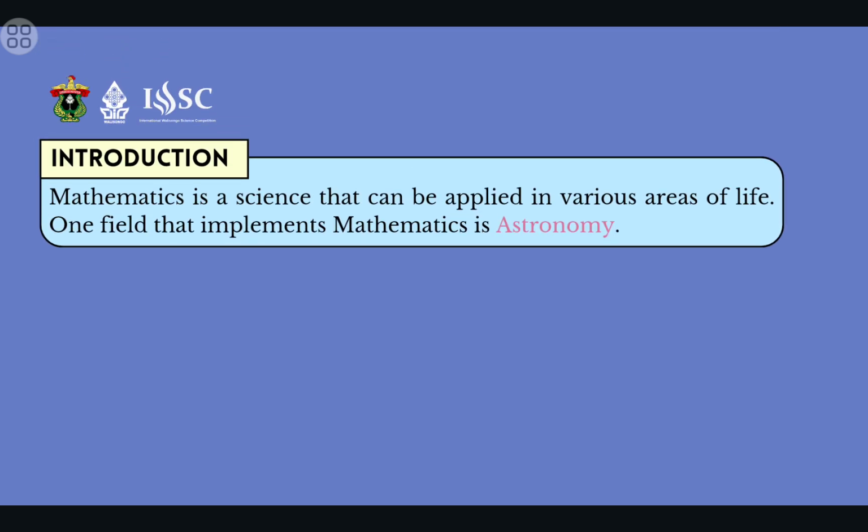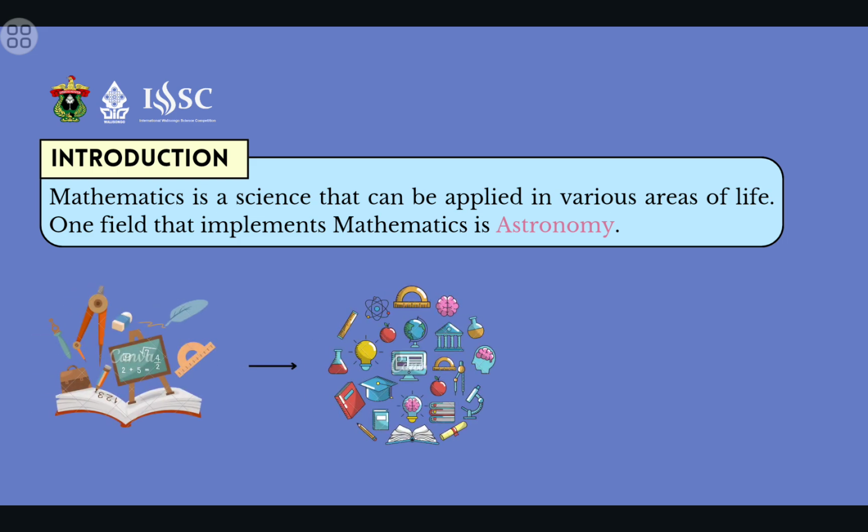It cannot be denied that mathematics is a world language. Mathematics is a science that can be applied in various areas of life, and one field that implements mathematics is astronomy. Astronomy is a field that studies objects and phenomena that occur outside the Earth's atmosphere. There are many branches of astronomy such as astrophysics and cosmology, but the branch I take as an example is stellar structure.